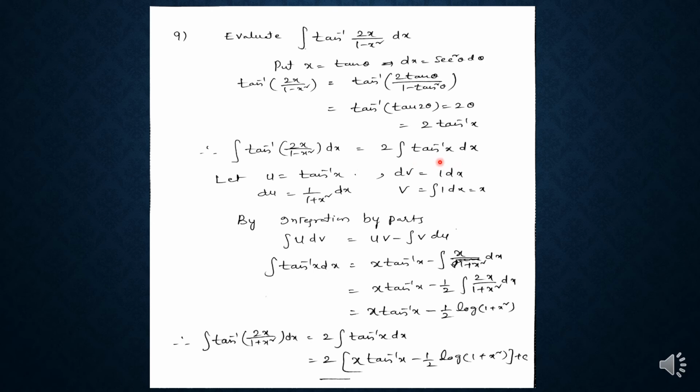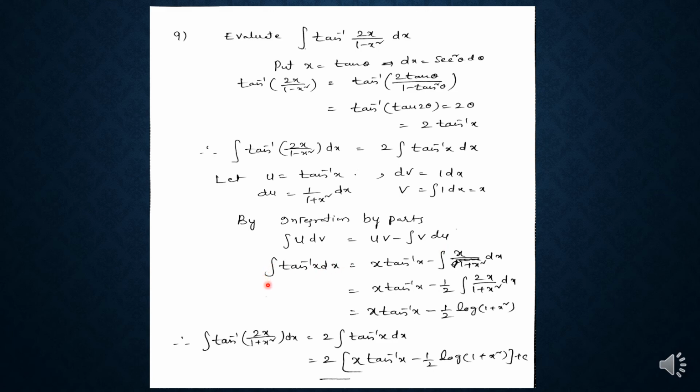To integrate this inverse trigonometric function, integral tan inverse x dx, we have only a single function. Let us take this as first function u is equal to tan inverse x, and the second function dv is equal to 1 dx. Differentiating with respect to x, du by dx is equal to 1 by 1 plus x square, or du is equal to 1 by 1 plus x square dx. And v is equal to, by integrating 1 dx, x. So by using the integration by parts rule, integral u dv is equal to uv minus integral v du.